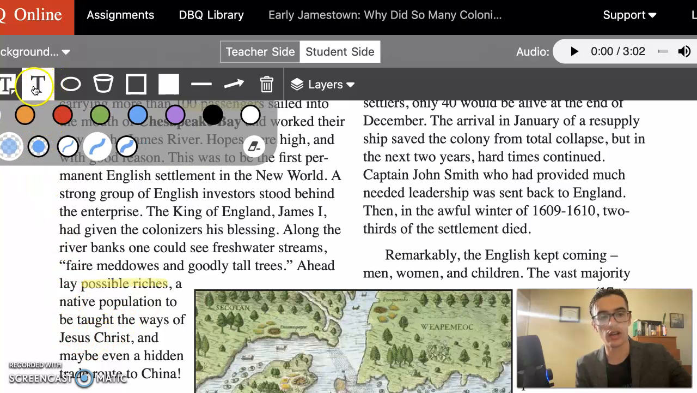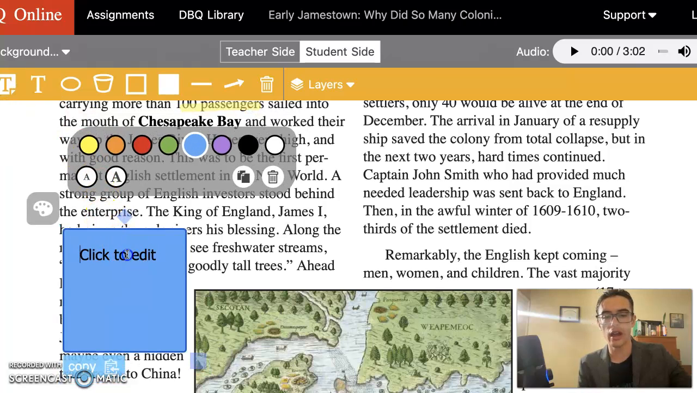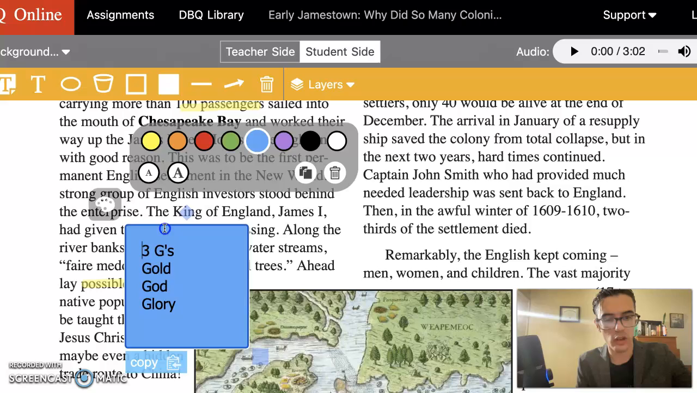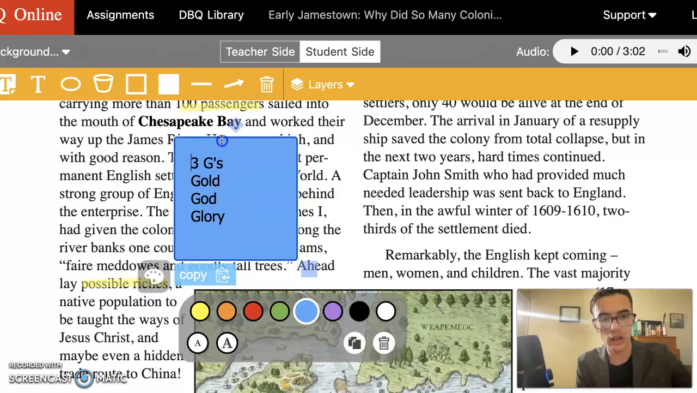Ahead lay possible riches, a native population to be taught the ways of Jesus Christ, and maybe even a hidden trade route to China. So if I'm you, and I'm thinking about the main idea, I might think of those 3 G's, right? We have gold, God, and glory. Our gold would be the natural resources, God to convert the natives, and glory to bring glory to the crown.